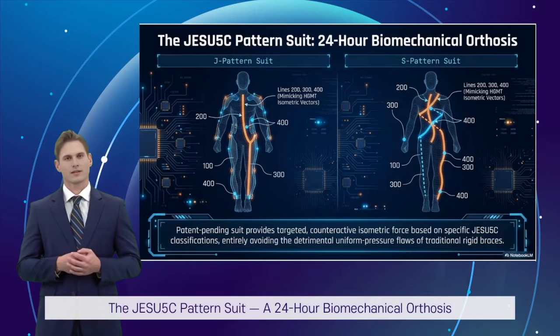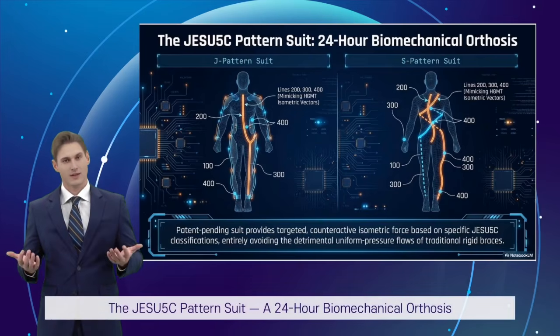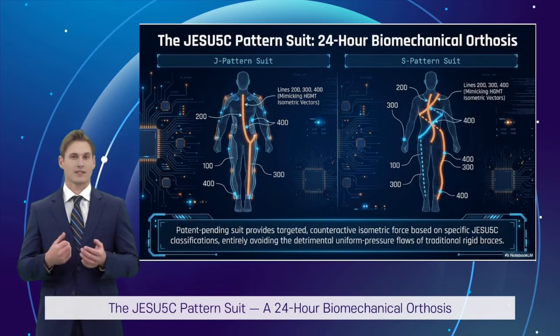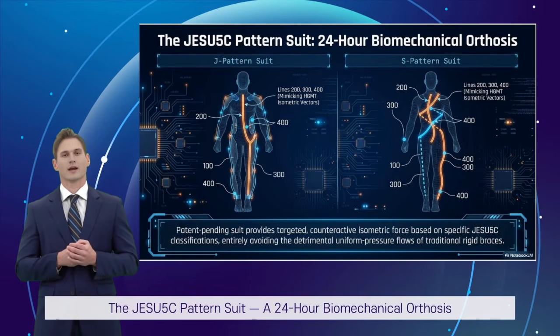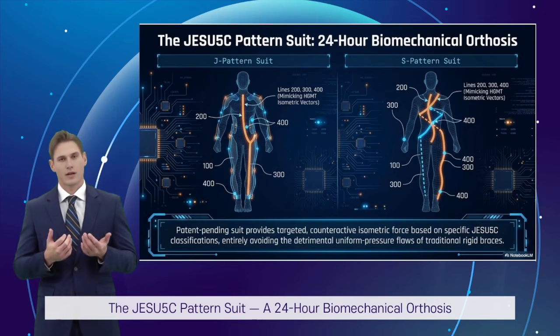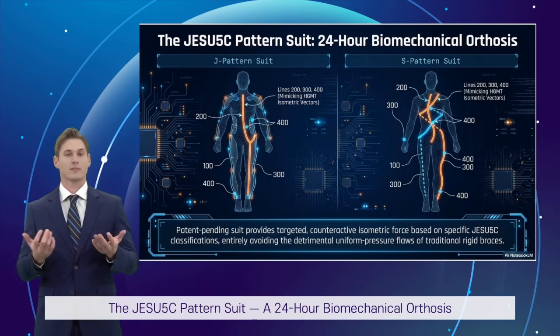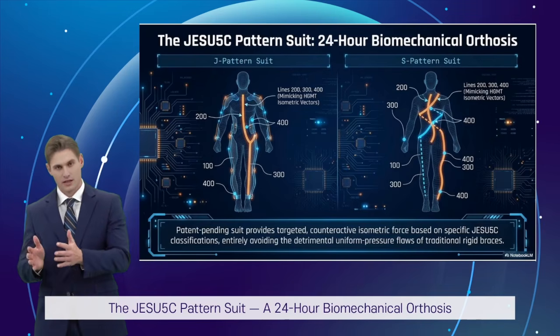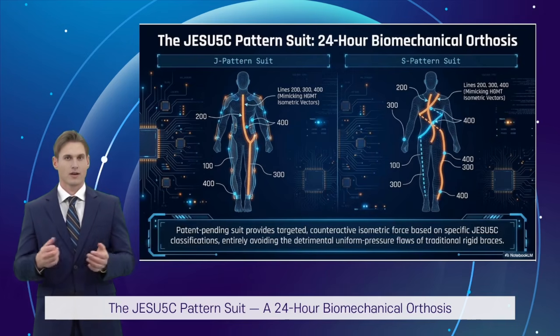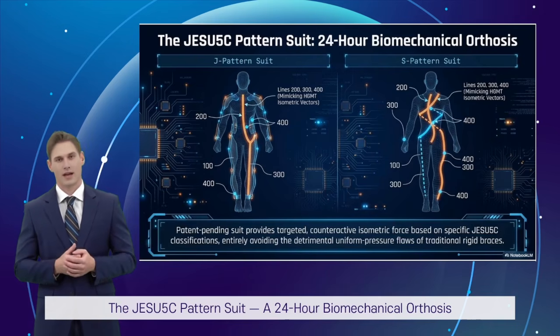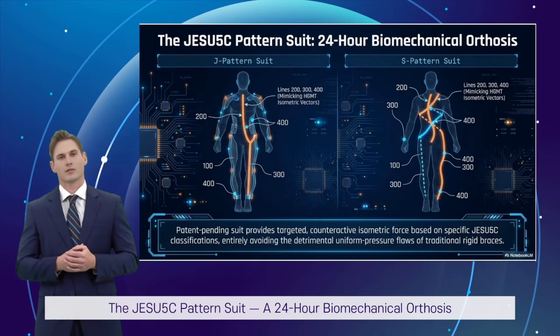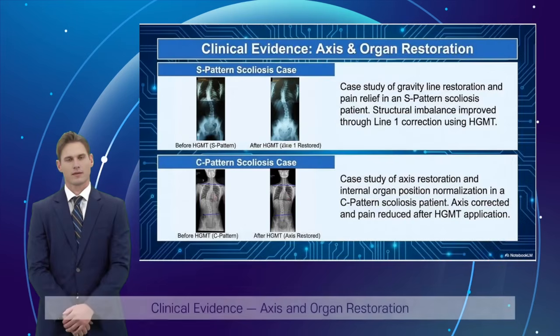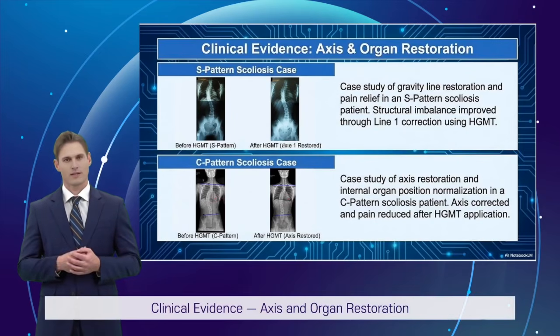These principles extend, as well, into a wearable device, the JESU5C Pattern Suit, designed separately for the J pattern and the S pattern. Using lines 200, 300, and 400 running from the limbs into the trunk, the suit reproduces HGMT's isometric vectors continuously over a full 24 hours. Unlike conventional rigid braces, which rely on uniform pressure, this patent-pending suit delivers targeted, directional isometric force calibrated to each patient's specific classification. These principles are supported, too, by clinical cases.